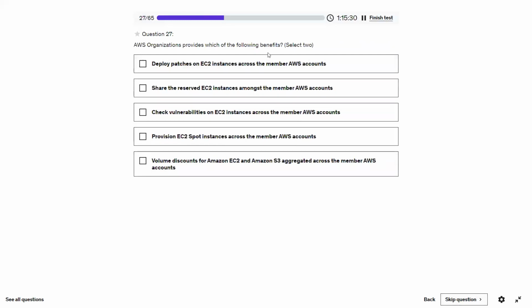AWS Organizations provides which of the following benefits? So AWS Organizations has multiple benefits. Deploy patches on EC2 instance, wrong. Share the reserved instances, definitely correct. So this is one of the advantages of AWS Organizations.